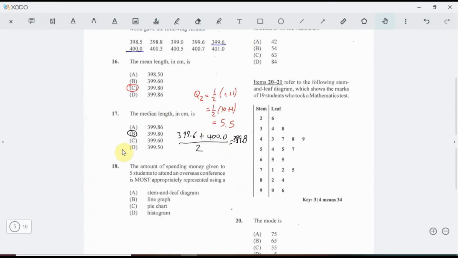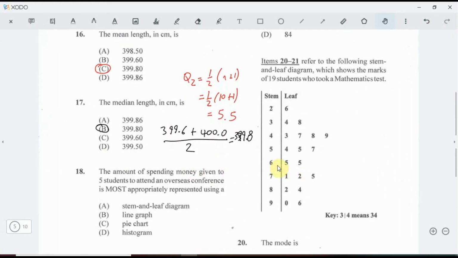Alright, question 18. It says the amount of spending money given to 5 students to attend an overseas conference is most appropriately represented using, well, if it's just 5 students, it's best to represent this. The amount of spending money given, let's look at the distribution of how the money is given to each student. So it's represented best by a pie chart, because line graph, we want to show trends.